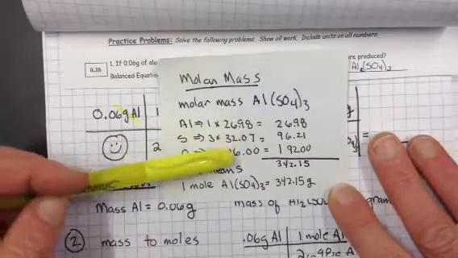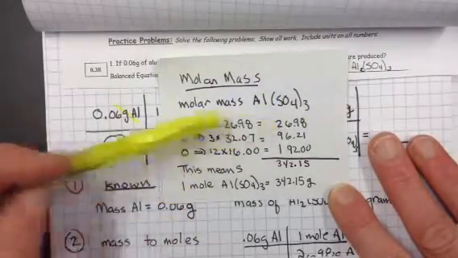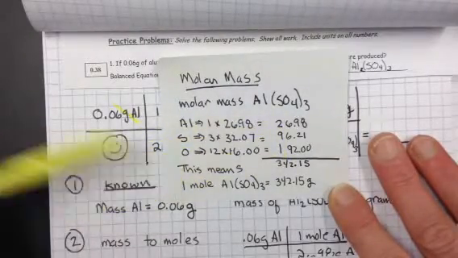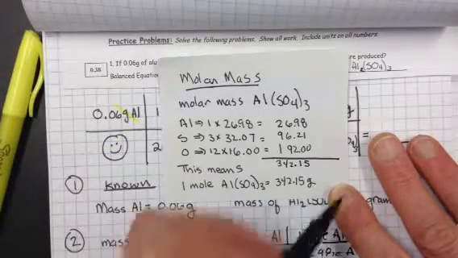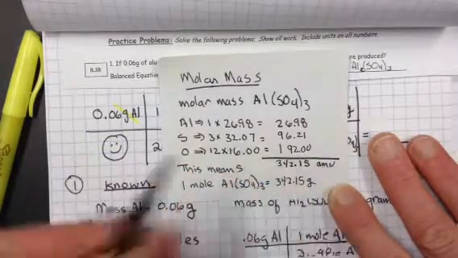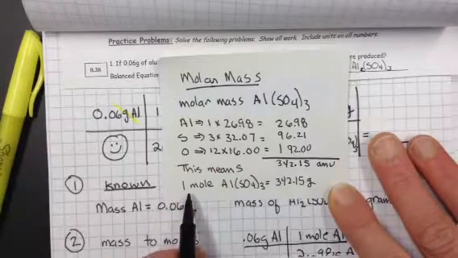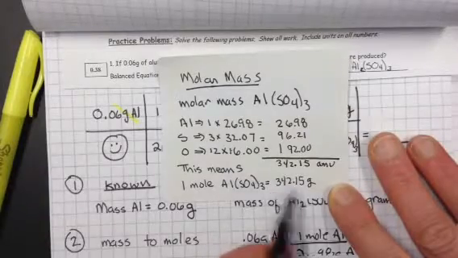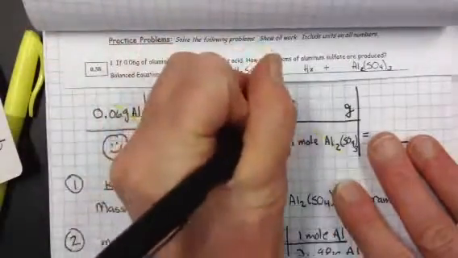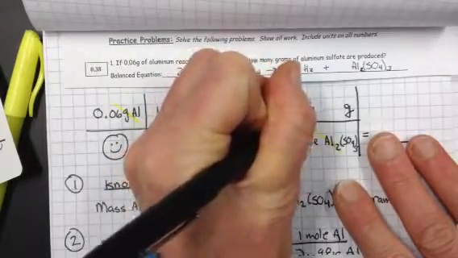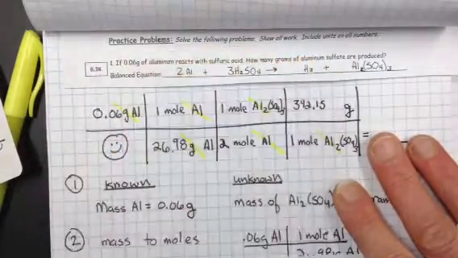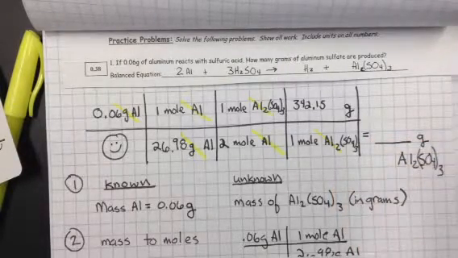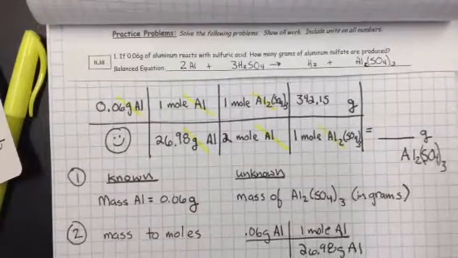I take all the molar masses from the periodic table, I multiply them by the number of atoms, add them up, and I get 342.15. And from the periodic table, that's atomic mass units. But what this means is 1 mole of aluminum sulfate is 342.15 grams. And that's what we put right here, 342.15 grams. And that is what goes in there. So everything canceled except for the grams.